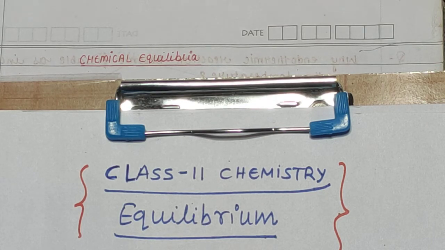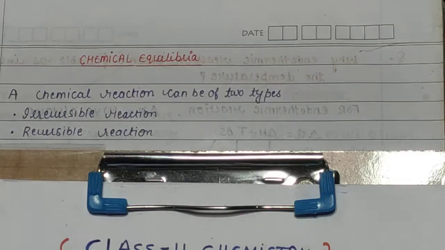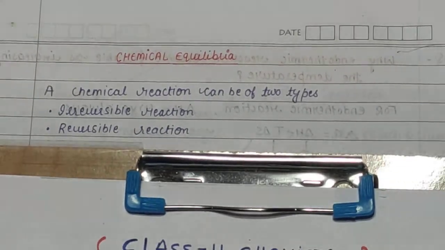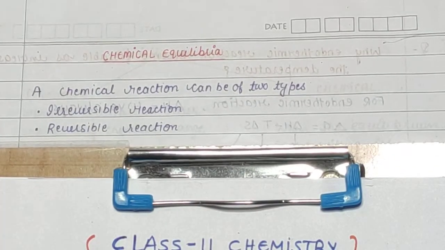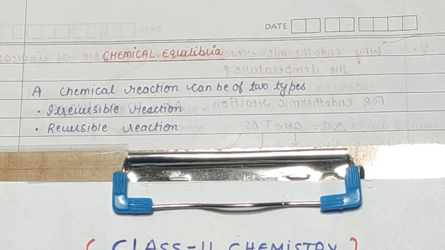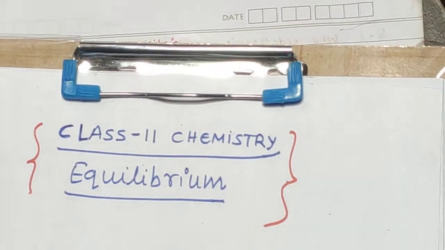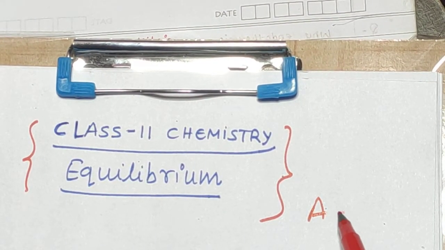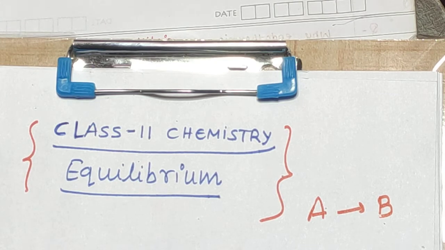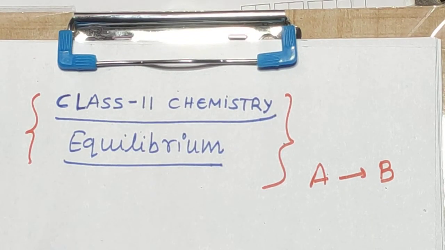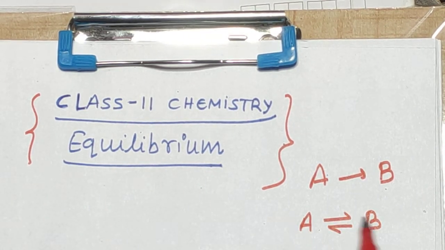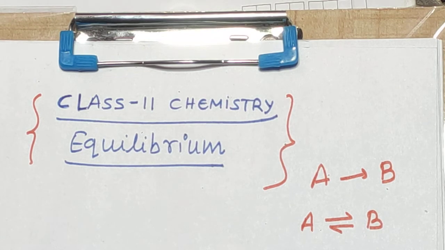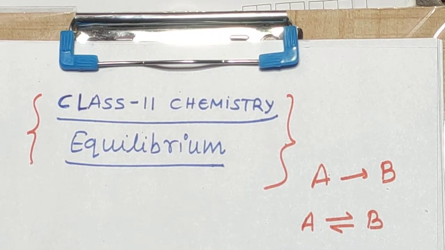Before starting this, we would like to explain a chemical reaction. A chemical reaction, as you know, may be of two types. One is irreversible reaction and one is reversible reaction. As it can be easily indicated, suppose if there is any reactant A converting into B, this is a single arrow and we can say that this is an irreversible reaction. If the arrow is like this, A is converting into B, and at the same time B is also converting into A. So this is the sign of a reversible reaction.